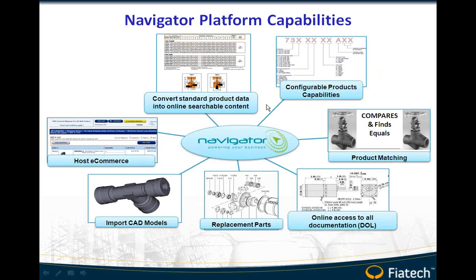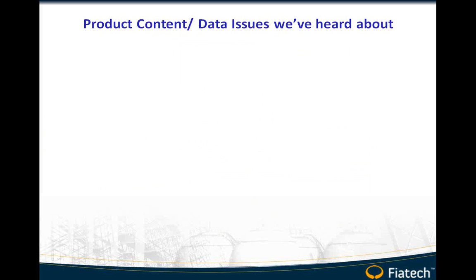We continue to add to our capabilities. But this at the core is what Thomas does as a business, and what you're seeing from a Fiatech perspective is the benefit of leveraging the Navigator technology with the manufacturers to share and compare product data. That's kind of the kernel of what we do.